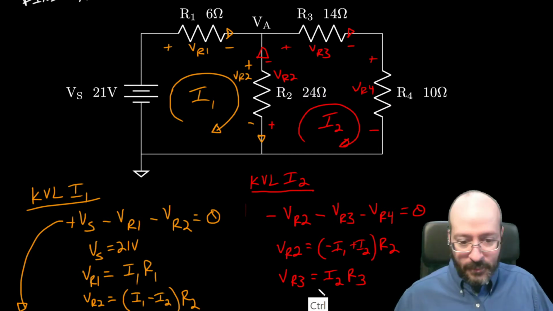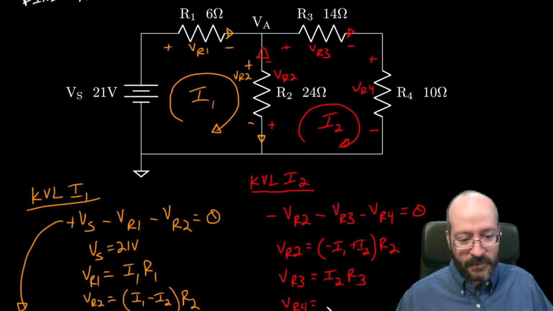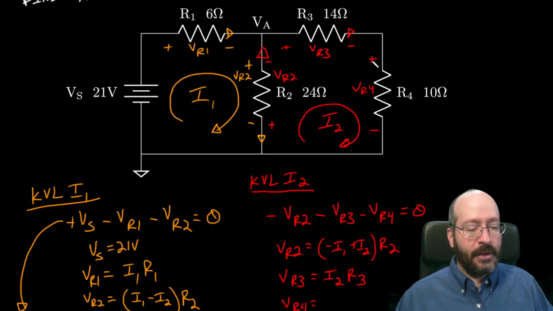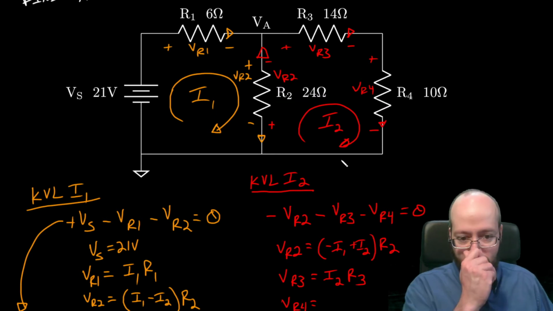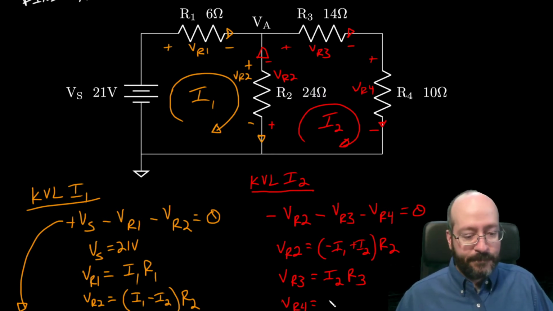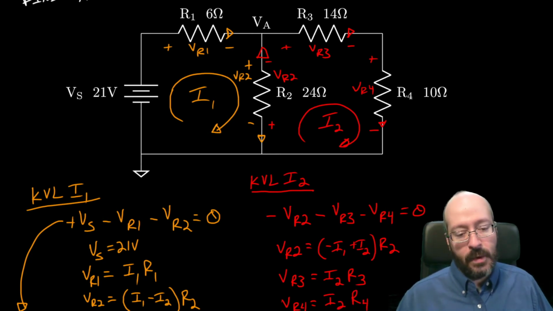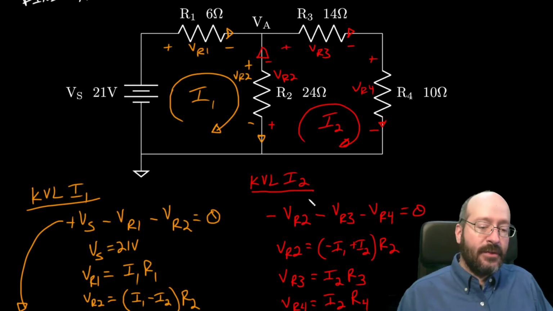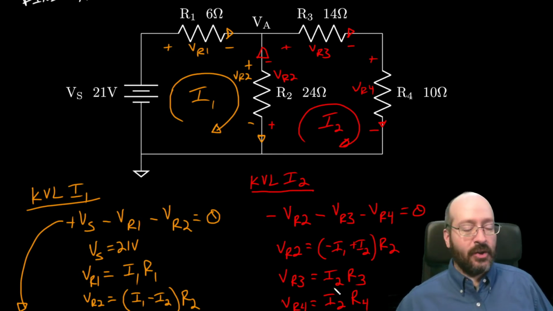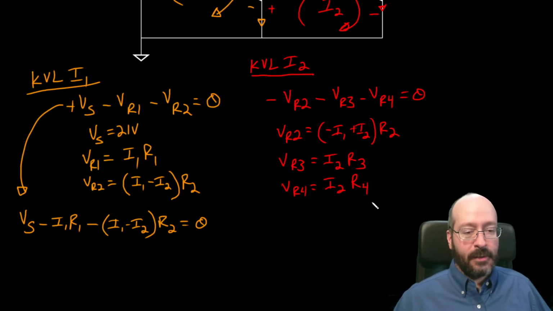Last one for these voltages is VR4. Plus up there, minus there. It's going to flow down. Does I1 touch it? Nope. Does I2 touch it? Yep, and it flows in the positive direction. So there's I2, and this one's R4. So I have those three voltages expressed in terms of the mesh currents. I just got to plug them in.